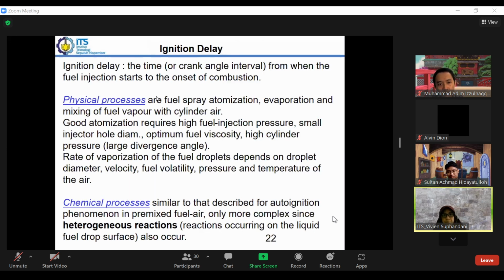Okay. So we will see the explanation of ignition delay here. You can read on this. It's Azan time, so we will take a break for 2 minutes.